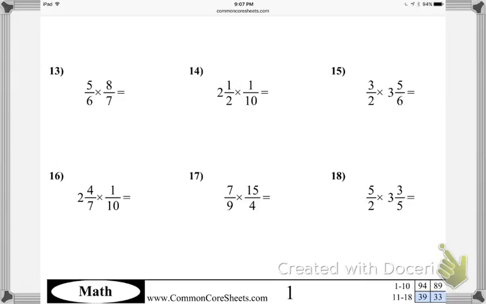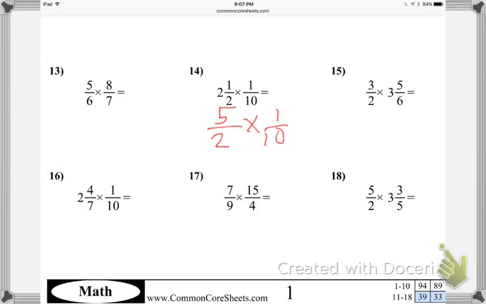Okay, let's look at an example that has a mixed number in it. Number 14. The first thing I'm going to have to do is take my mixed number and turn it to improper. You've learned the check mark method. You would multiply here and then add the numerator up here. So I have 2 times 2 is 4, plus 1 is 5. So I know that this is going to be 5 over 2 times 1 over 10.